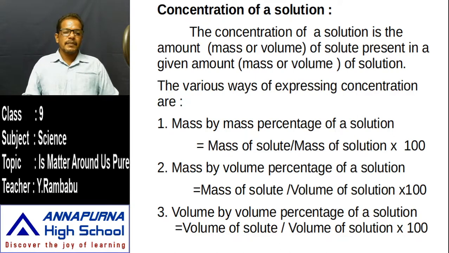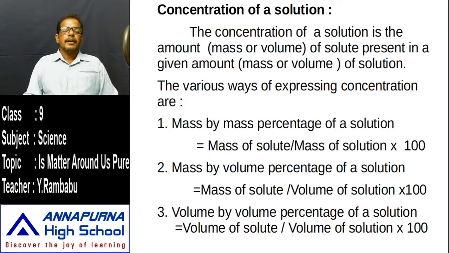Mass by volume percentage of a solution means, for example, if a solid substance is added to a liquid, then the formed solution is in liquid state. Actually, the amount of liquid is expressed in terms of its volume. That's why it is called mass by volume percentage of a solution. That is mass of solute by volume of solution into 100. Again, observe, volume of solution means volume of solute plus volume of solvent.